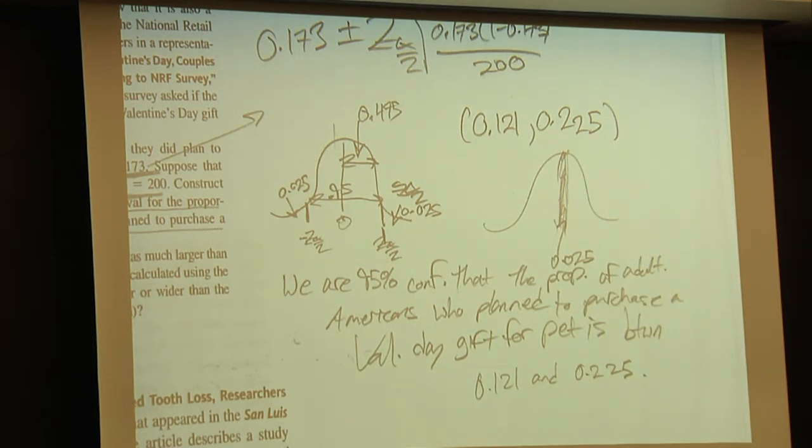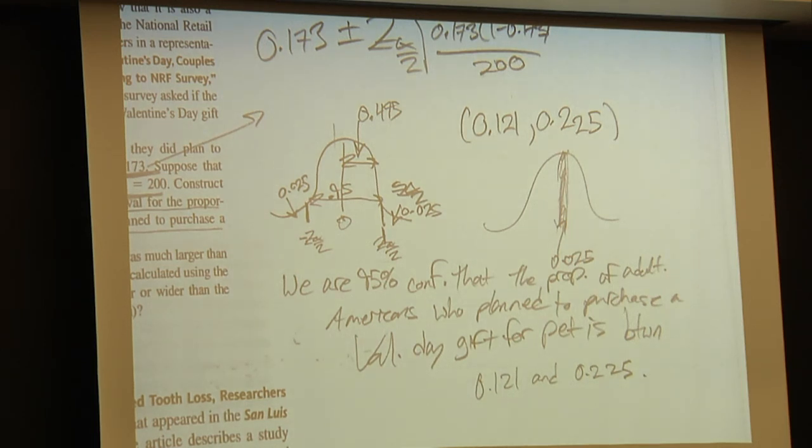Now, the confidence does not mean probability. That's a very common misconception. You don't say there's a 95% chance that the proportion is between these. There's no 95% chance that if you walk up to someone, then 12 out of 100 will say that they want to buy a gift. That's not what this is representing. This is just where we think the proportion lies based on that certain percent confidence.